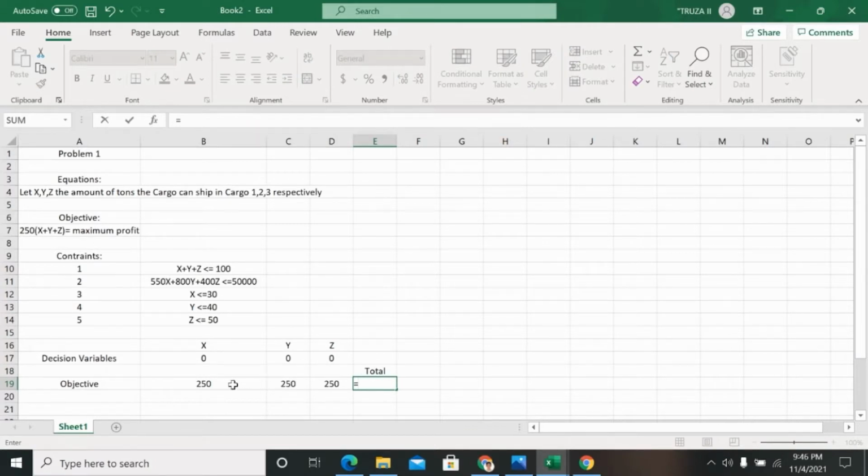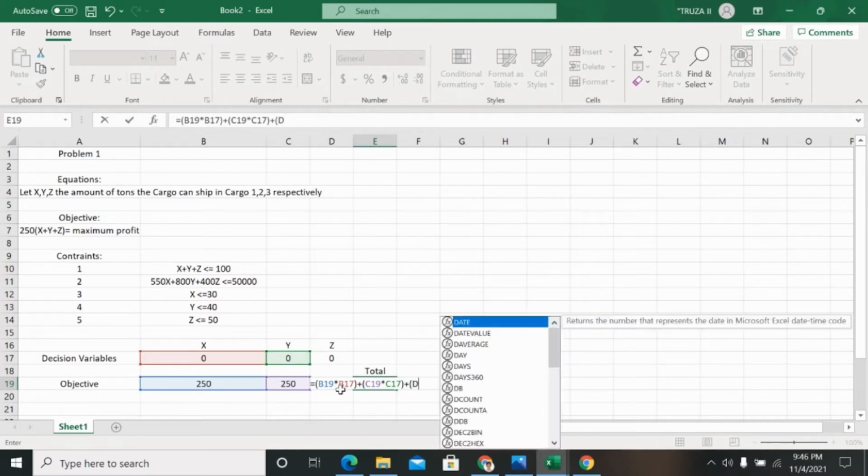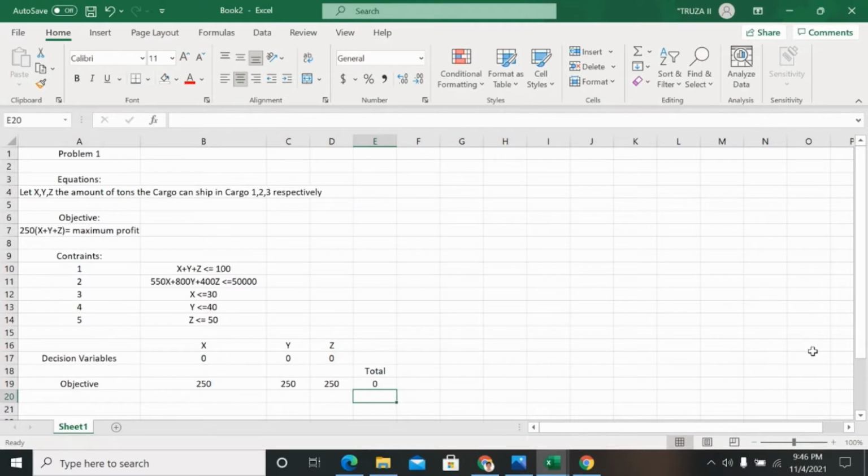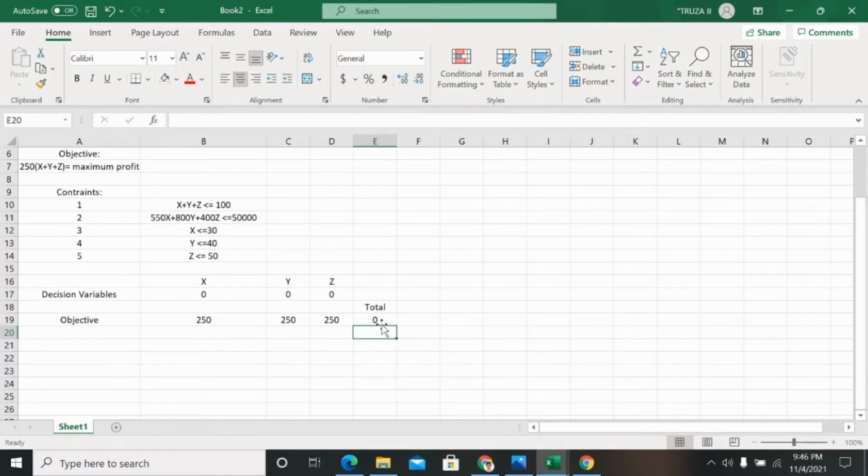So we multiply 250 times x, plus 250 times y, plus 250 times z, which will be the maximum profit. The value here is 0 because we let x, y, and z be 0. So 250 times 0 plus 250 times 0 plus 250 times 0, the answer is 0.